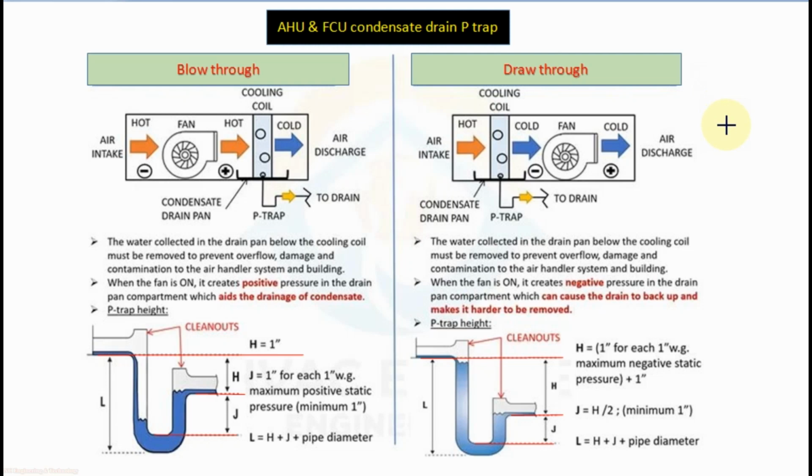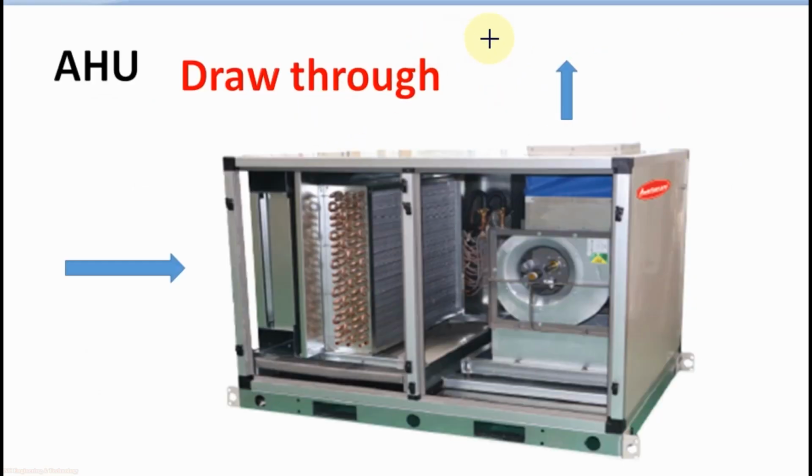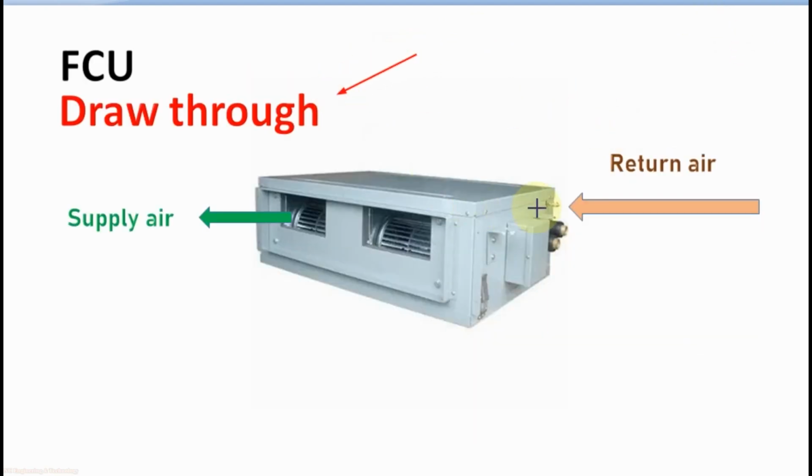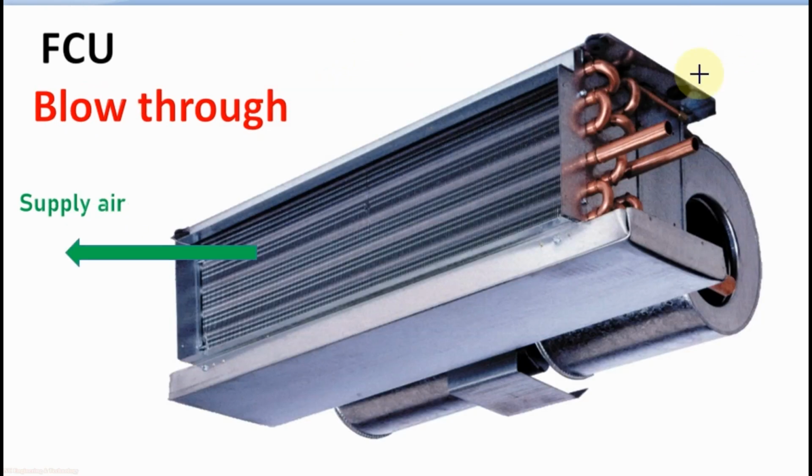Let us first understand what is blow-through and draw-through type AC unit. If inside the AC unit we have the fan before the cooling coil, then we call it blow-through type. But if the cooling coil is before the fan and the fan is directly supplying the cold air outside the AC unit, we call it draw-through type. You can see this AHU is a draw-through type because we have the cooling coil first, then after it we have the fan that is supplying the cold air outside. This FCU is also draw-through type because we have the coil before, then after the coil we have the fan that is supplying cold air outside. But you can see in this FCU we have the fan before and after the fan we have the cooling coil. So this FCU is blow-through type.